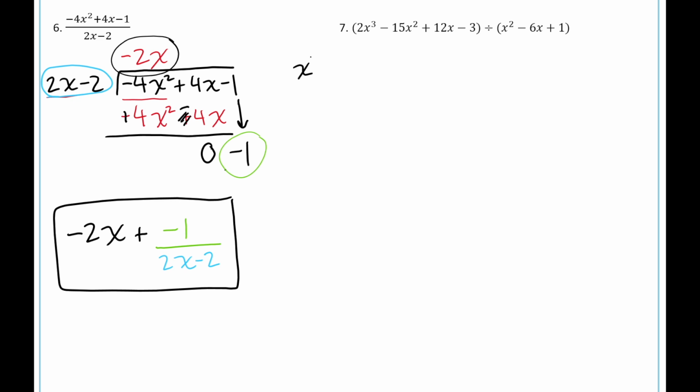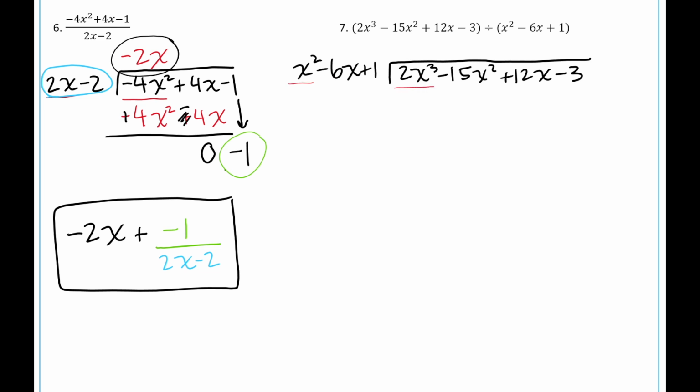This one's a little bit longer. I've got x squared minus 6x plus 1 dividing 2x cubed minus 15x squared plus 12x minus 3. All right, let's begin. X squared is going to divide 2x cubed. I've got 2x, so when I multiply by everything, I'll end up with 2x cubed minus 12x squared plus 2x.